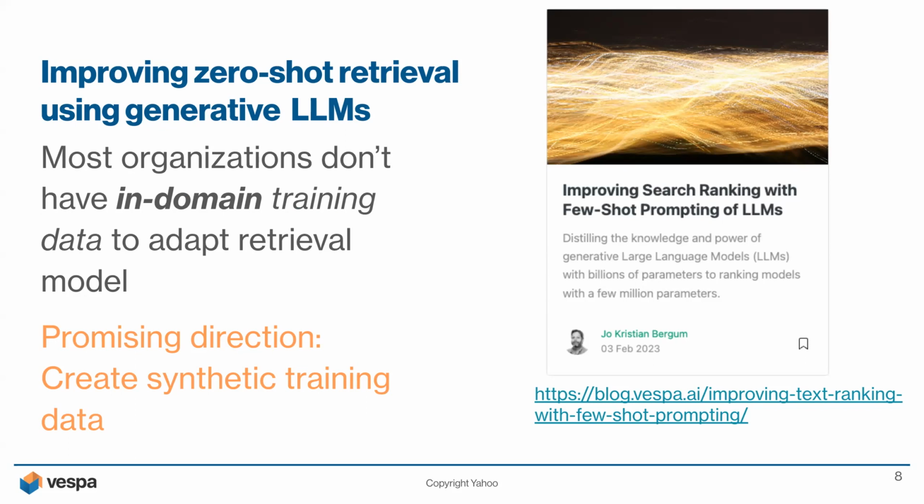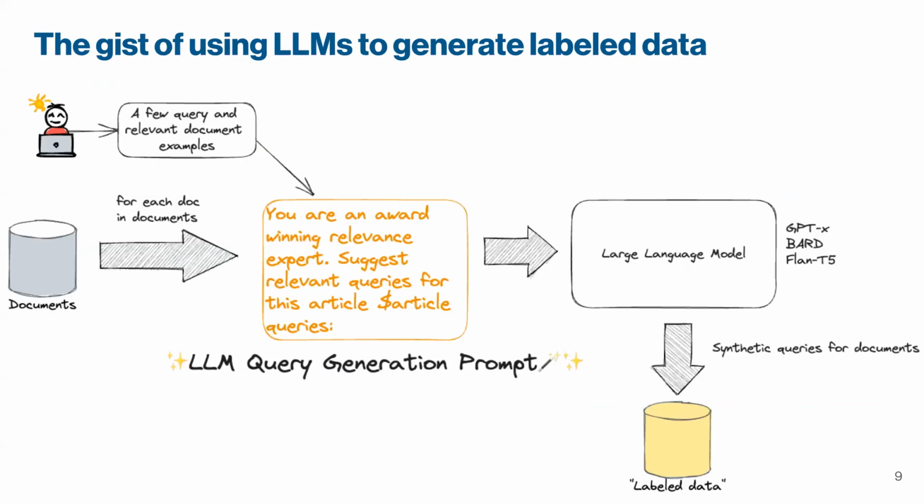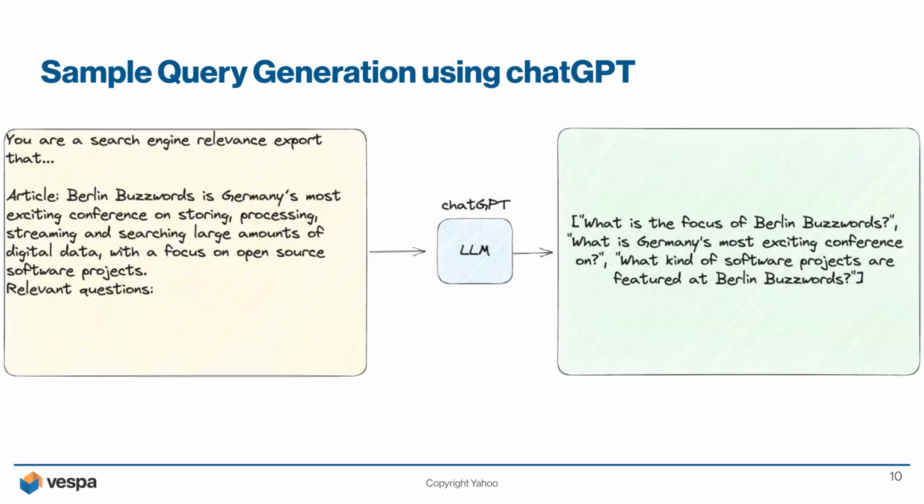And I'll describe a rough overview of this process. So you have a set of documents, or a collection, or chunks of text, passages, paragraphs, or basically information that you want to search over. Then you can iterate over those documents, and for each of them, you give that into the large language model prompt. The prompt basically says, hey, you are a relevance expert, and you can suggest some relevant queries for this article. Then you get a set of synthetic queries for these documents, and we can semi-annotate these as labeled data, right? And this labeled data we can use to adapt our ranking model.